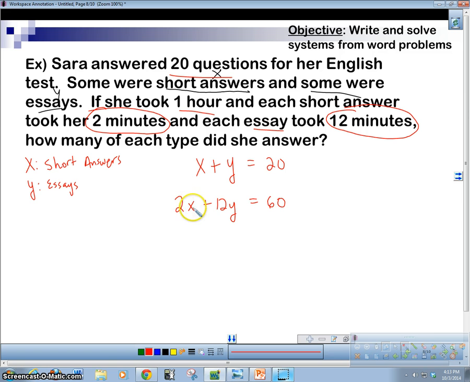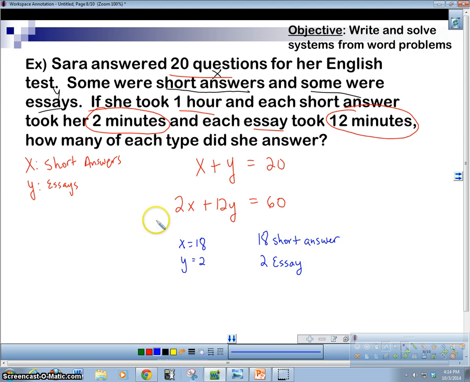So she took 2 minutes per short answer and 12 minutes per essay, and when we add that together, we get 60 minutes. All right, so those are our equations here, and we're going to use elimination to solve this. Again, you're probably going to multiply this by -2 and add straight down and use elimination. And when you do that, you're going to get x equal to 18 and y equal to 2. So you're going to say she had 18 short answer problems and 2 essay problems.